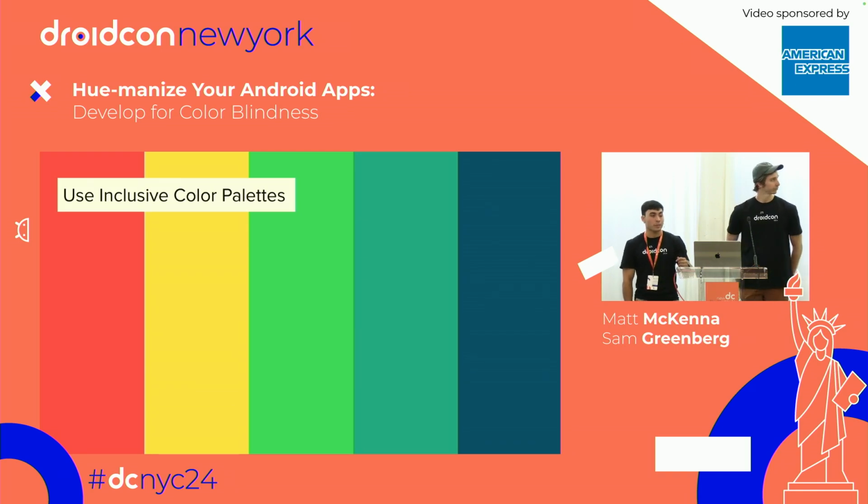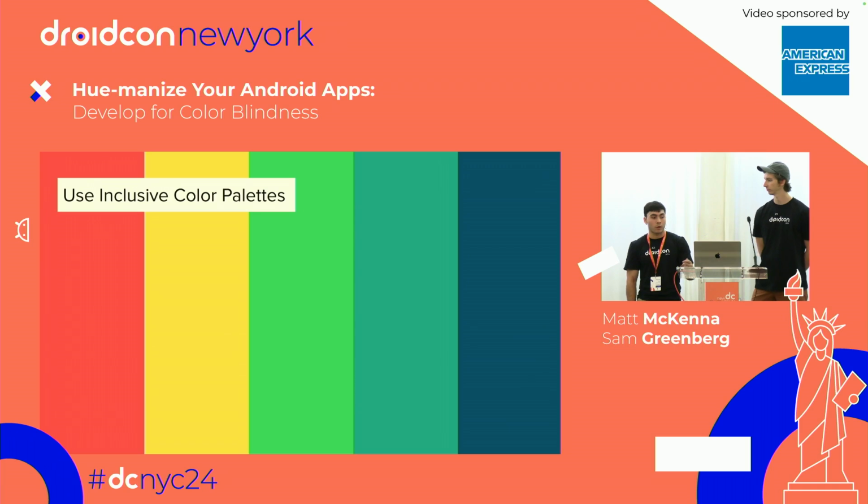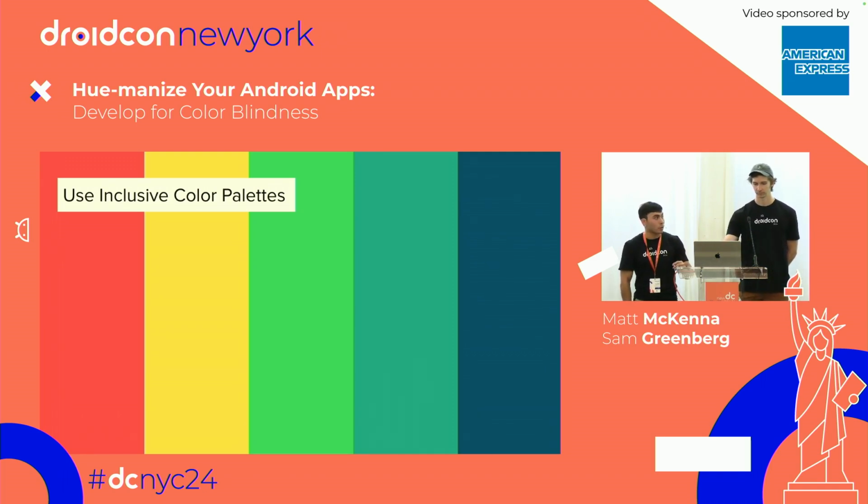Another one, obviously, using inclusive color palettes. There are a bunch of design tools, like Material itself has a generate accessible color palette. And most of those are actually accessible by default. They follow a set of standard guidelines, WCAG, which are just accessibility standards and guidelines for contrast and color, among many, many other things. So this, obviously, inclusive color palette.